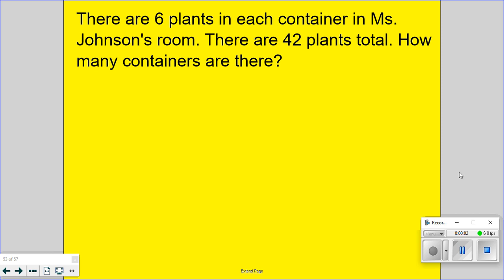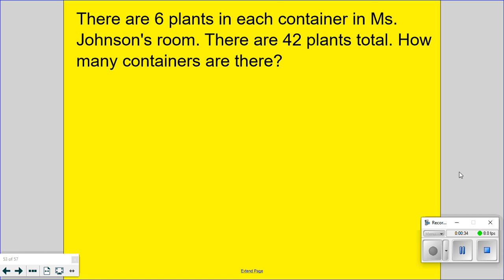First step, as you know, we got to read the problem. If you're not looking at the board, it's going to be really hard for you to read it. It reads, there's 6 plants in each container in Miss Johnson's room. There are 42 plants total. How many containers are there? Read that one more time in your head and write down an answer sentence, please.